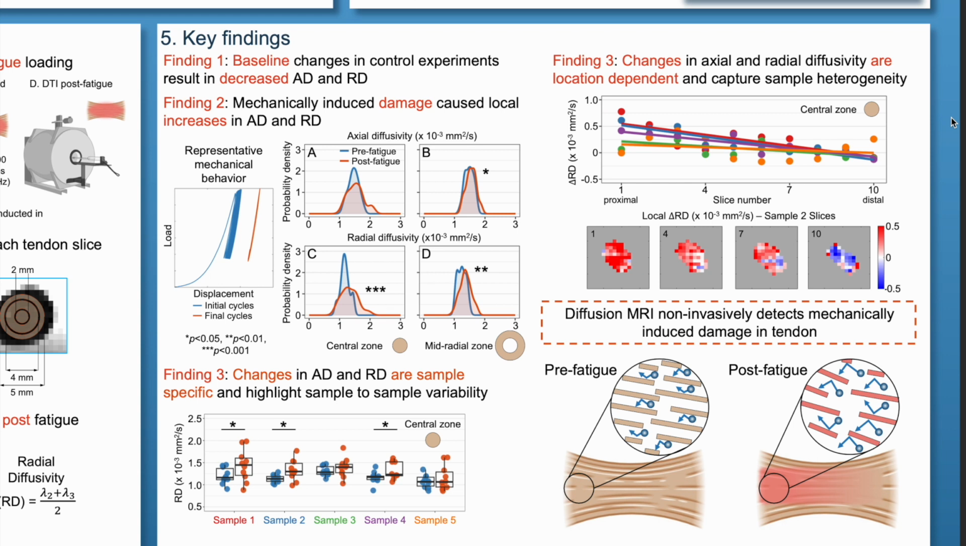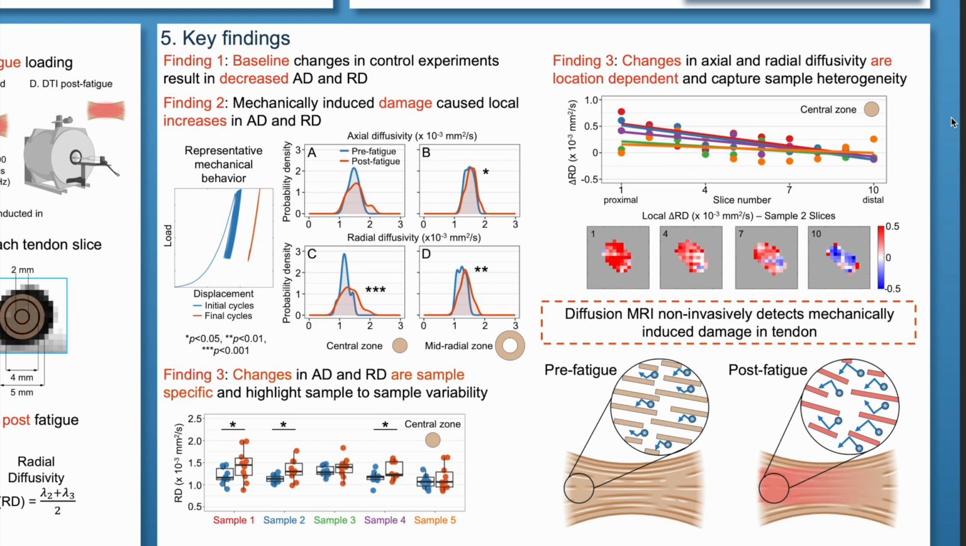in the radial diffusivity. And when we look at the figures below that show the full field data of the local changes in radial diffusivity, we can see how on sample 2 specifically, on slice 1, we have higher overall changes in radial diffusivity that stop having these increases on slices 7 and 10, where radial diffusivity doesn't increase but actually decreases in some areas. What this data shows is that diffusion MRI can non-invasively detect mechanically induced damage in the tendons.